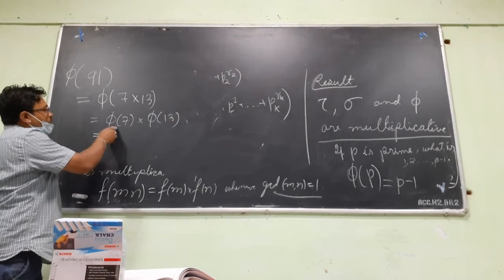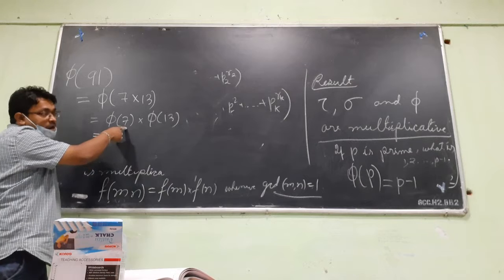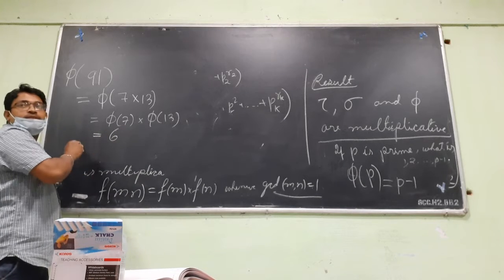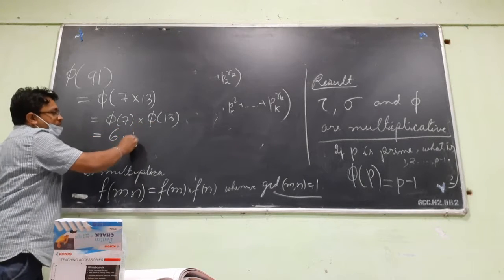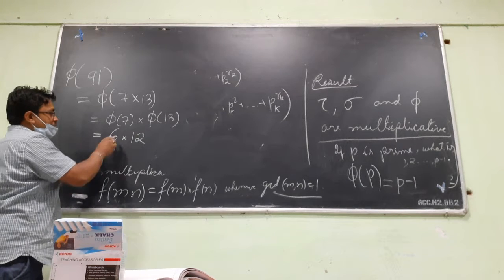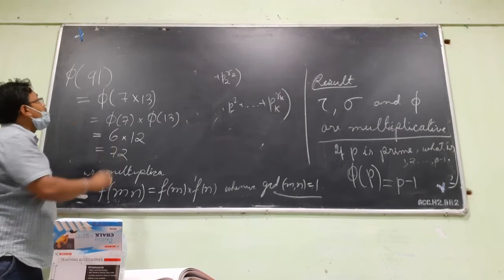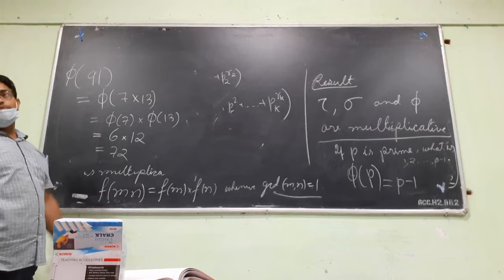So what is phi of 7? 7 is a prime number, so phi of 7 is 6. And 13 is a prime number, phi of 13 is 12. So 6 into 12 is 72. So phi of 91 is exactly 72.